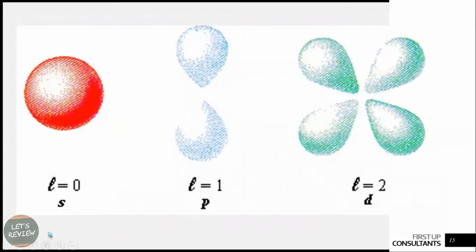Look at this one. If that is under S, spherical in shape, the value of azimuthal is 0. If that is in the P, then the value is 1. And if that is in the D, the value is 2. Always remember that.